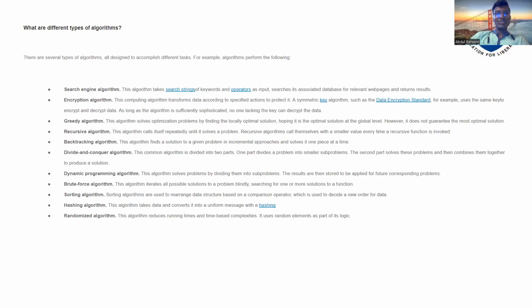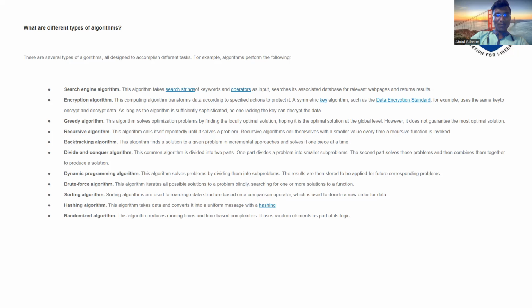Backtracking algorithm. This algorithm finds a solution to a given problem in an incremental approach and solves it one piece at a time. Divide and conquer algorithm. This is a common algorithm divided into two parts. One part divides the problem into smaller subparts. The second part solves these problems and then combines them together to produce a solution.